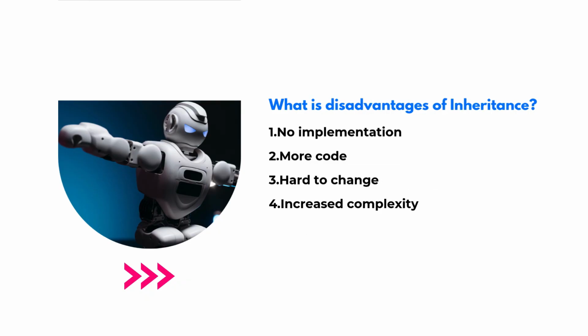No implementation. Interfaces cannot contain method logic, except default methods, increasing coding effort. More code. Implementing interfaces may require writing extra boilerplate code. Hard to change. Modifying an interface can break all implementing classes. Increased complexity. Overusing interfaces can make the design harder to understand.